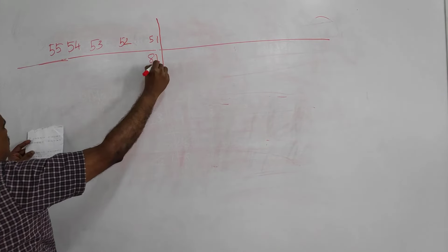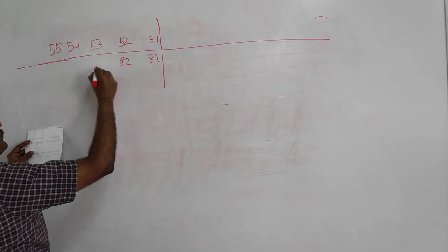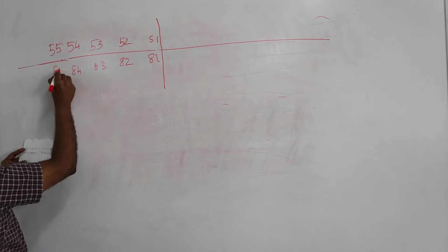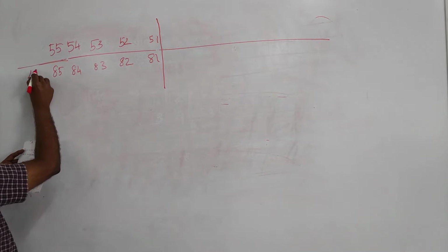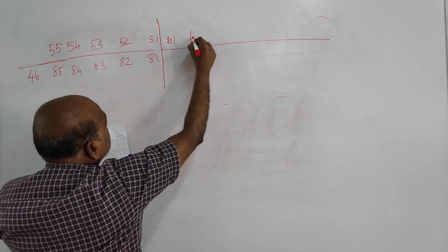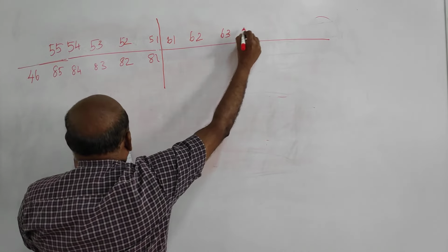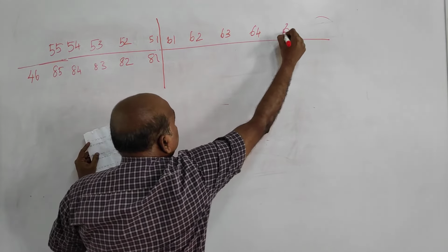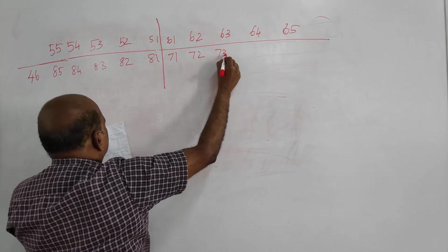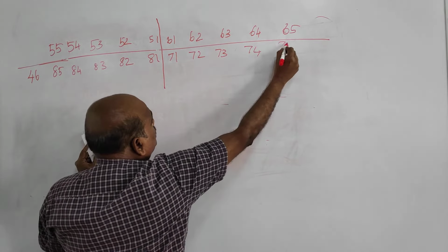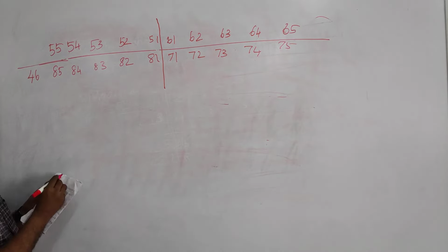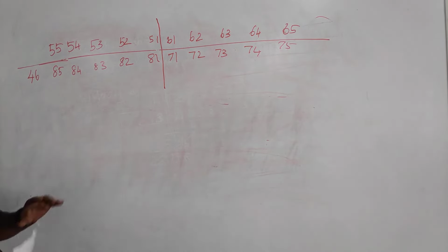Then 8-1, 8-2, 8-3, 8-4, 8-5, 4-6. Here 6-1, 6-2, 6-3, 6-4, 6-5. Then 7-1, 7-2, 7-3, 7-4, 7-5. So the chart is given like this.